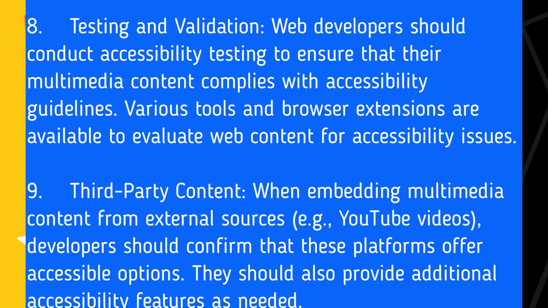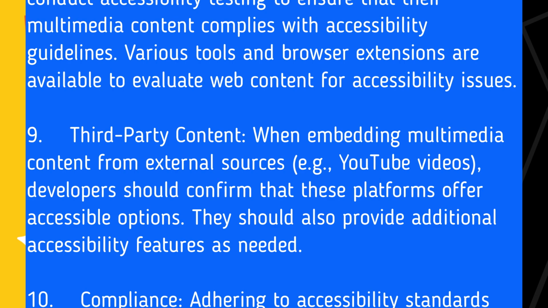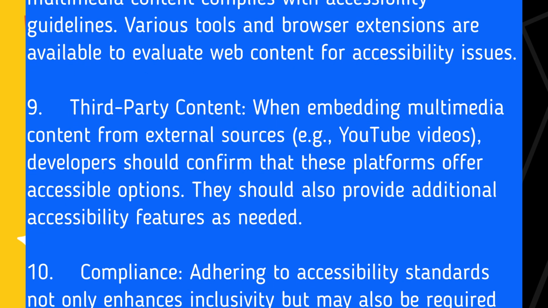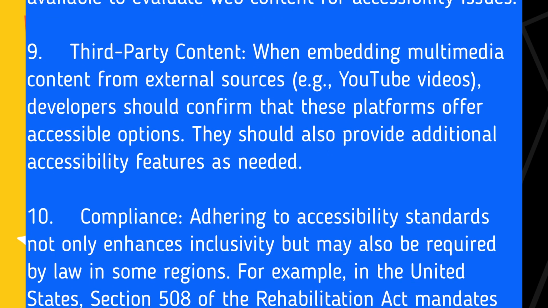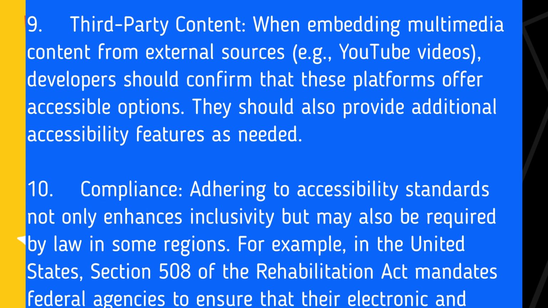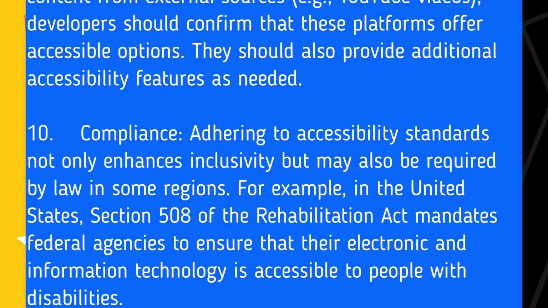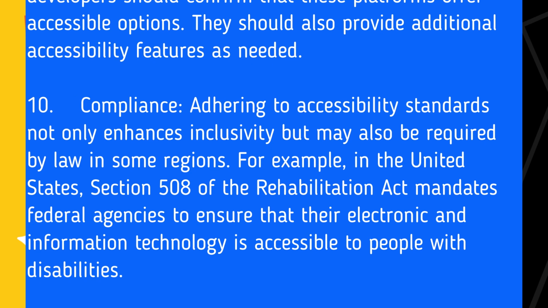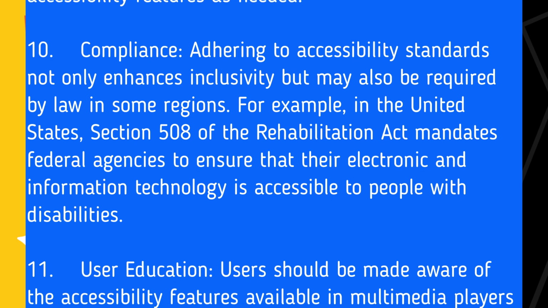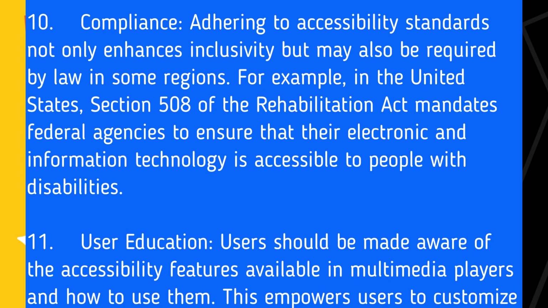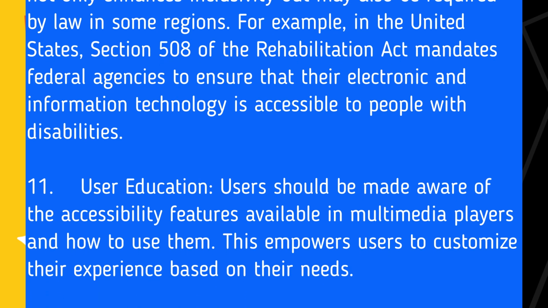9. Third-party content. When embedding multimedia content from external sources, e.g., YouTube videos, developers should confirm that these platforms offer accessible options. They should also provide additional accessibility features as needed. 10. Compliance. Adhering to accessibility standards not only enhances inclusivity but may also be required by law. In some regions, for example, in the United States, Section 508 of the Rehabilitation Act mandates federal agencies to ensure that their electronic and information technology is accessible to people with disabilities.